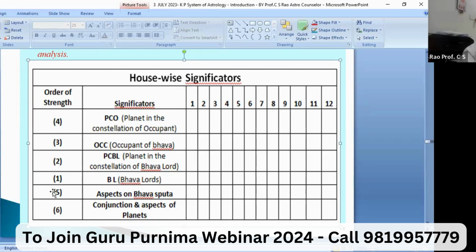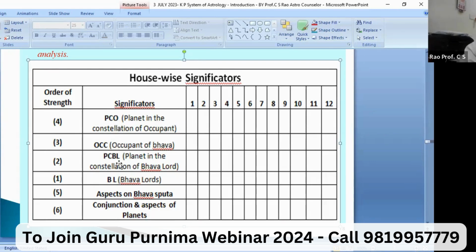These 2 are generally not shown in every software. Only some software show it. But for our predictive purpose, these 2 are essential. Though their order of strength is less, we require this. So I am showing this here. Mainly you have to see the order of strength as per the PCO. We simply call it PCO because it is planet in the constellation of the occupant, that is the top Bhava strength. The Bhava result is actually given by this, positive or negative.